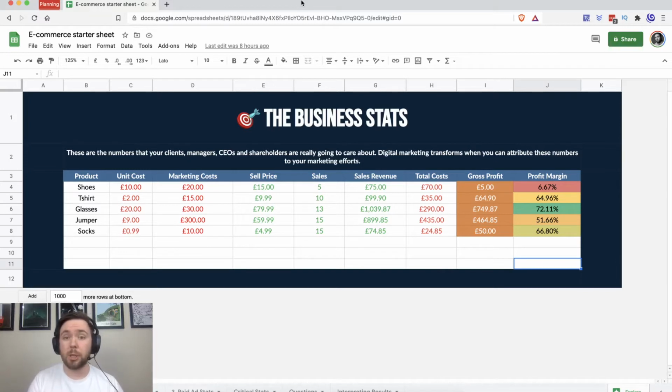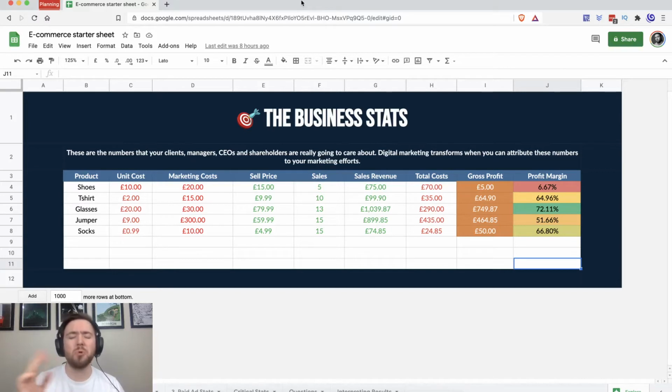The second one is going to look at a reduced version of Google Analytics. It's going to have some web statistics there. And the third one is going to resemble some of the stats that you see when you go into your paid ads. Now, a couple of disclaimers to start with.